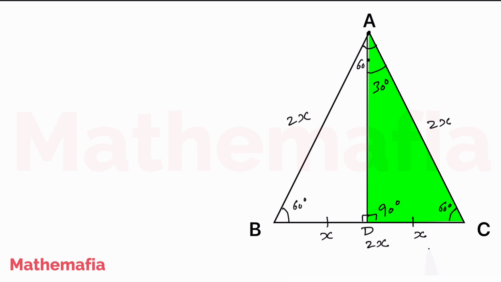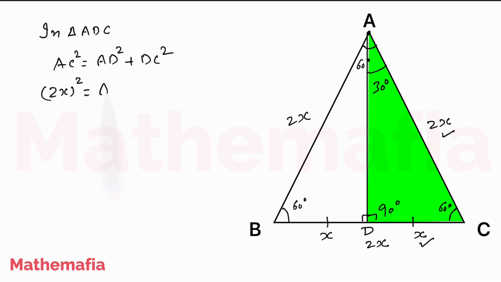And in this right angle triangle, we can see that the smallest side is x and the largest side is 2x, which is the hypotenuse. So all we have to do is find AD, and that we can do using Pythagoras theorem. So let's apply Pythagoras theorem in triangle ADC. AC square is equal to AD square plus DC square. So (2x) whole square will be equal to AD square plus x square.